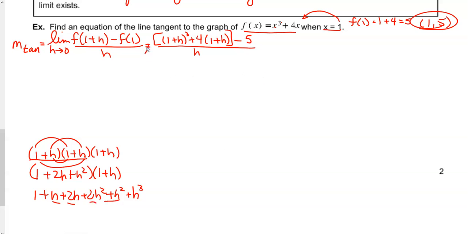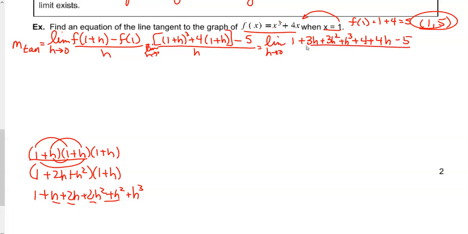Whoops, I forgot my limit on this one. Don't be lazy and drop it, and I dropped it. So we're going to carry our limit through. And I'm going to rewrite what our 1 plus h cubed is equivalent to from what we found down here. So that was 1 plus 3h plus 3h squared plus h cubed. And now I have to also come back here and finish off this bracketed expression by distributing the 4. So I get plus 4 plus 4h, but I also have this minus 5 all over h.